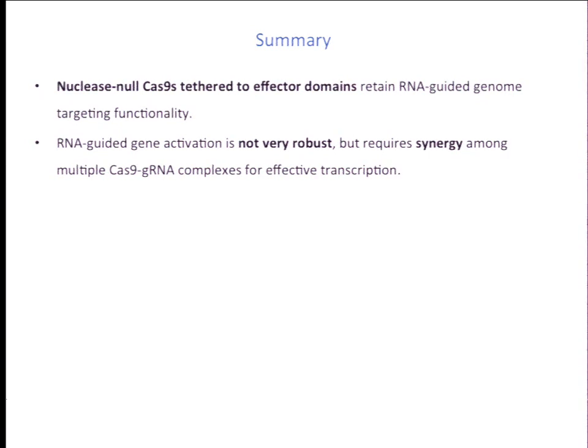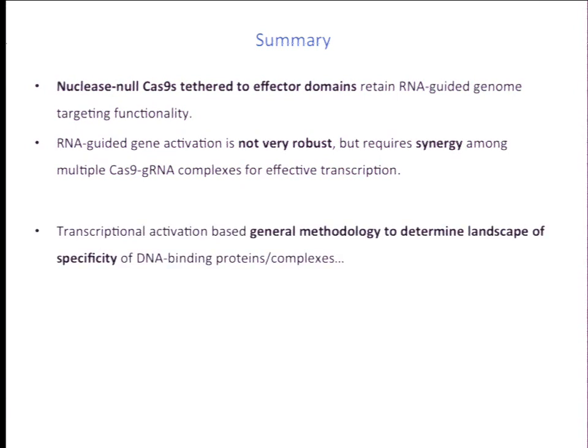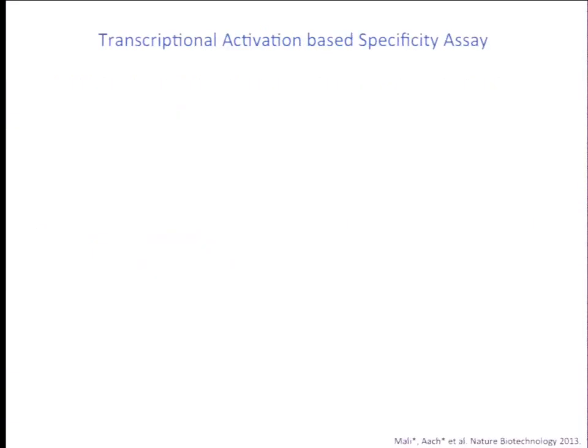But what this ability to do transcriptional regulation using the Cas9 system enabled was that it let us look at the question of specificity. In particular, one could now start to design next-generation sequencing-based assays to look at the landscape of specificity of DNA-binding proteins in general. And the approach that we devised was, can we use transcriptional activation to look at the specificity of any DNA-binding protein of interest?